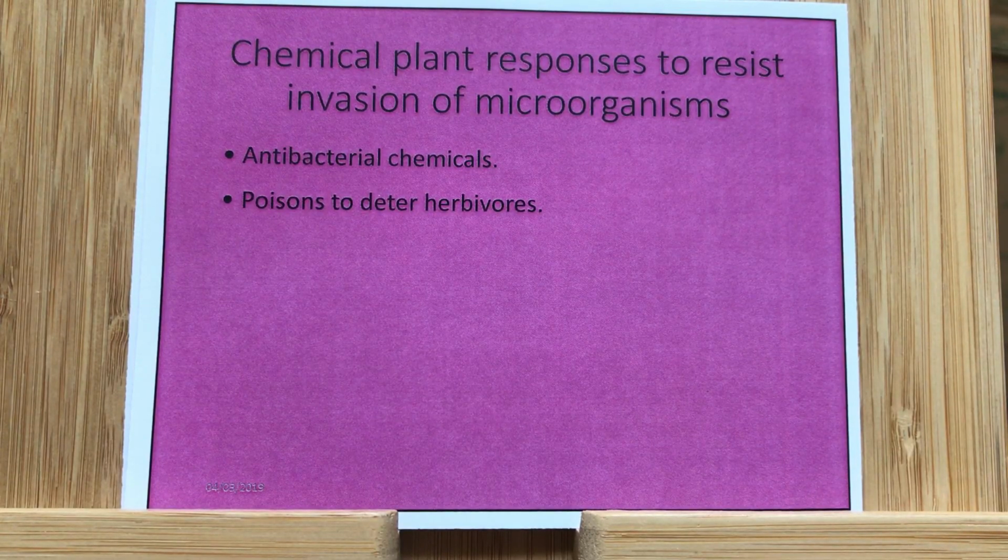Antibacterial chemicals. Okay, so antibacterial, they're going to kill the bacteria. It could be that they're produced all the time by the plant. It could be that they're made as there's an invasion of bacteria. And then poisons to deter herbivores. There is a particular plant, I can't remember the name of it, but when a particular insect goes onto the plant, it starts creating this poison which makes the plant taste unpleasant to those herbivores, to those insects that are feeding off it.